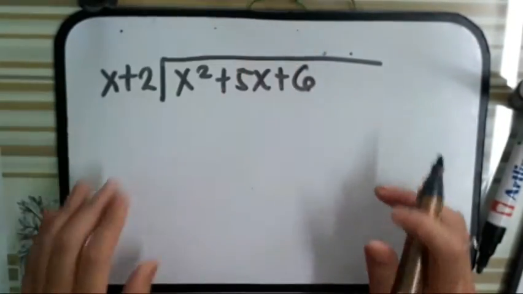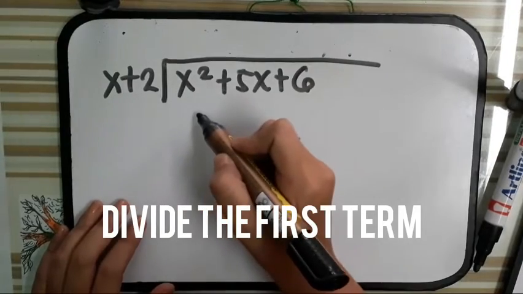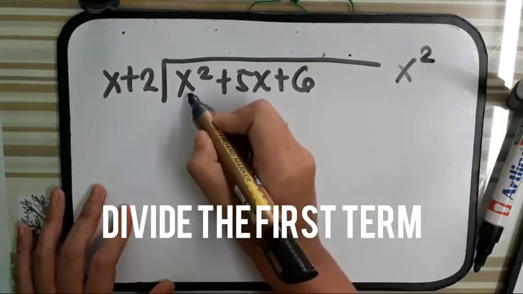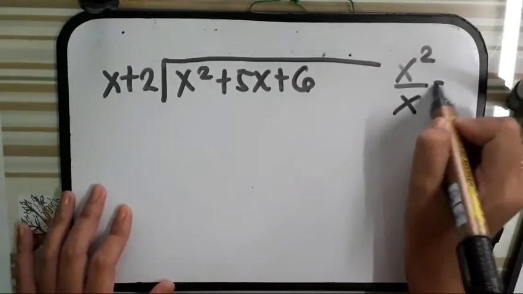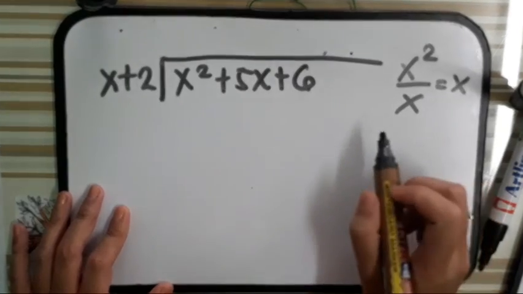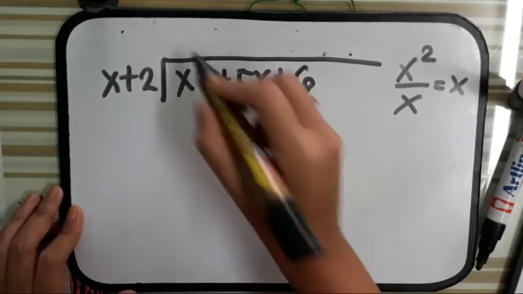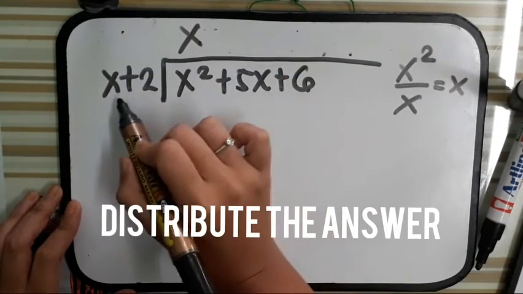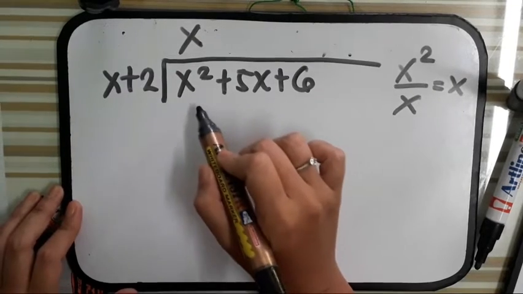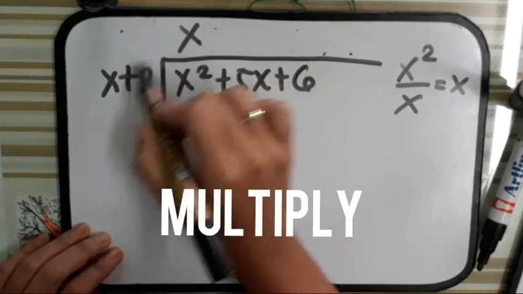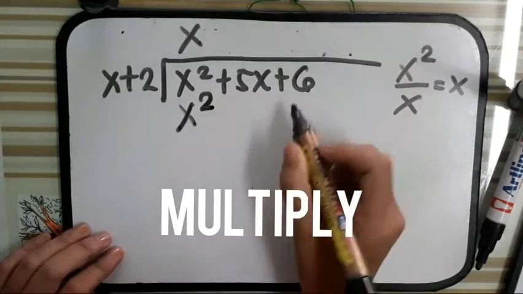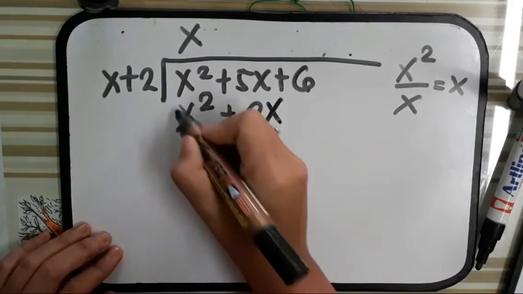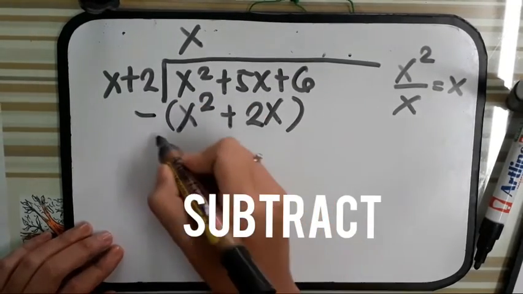Now, the first thing that we need to do is to consider the first term of both the dividend and the divisor. So we have x squared divided by x is equal to x. Simply we subtract the exponent. We write the answer here. Then after getting the answer, we distribute the answer on the outside and write the product here. So x times x is equal to x squared. x times 2 is equal to 2x. We need to write a parenthesis and a subtraction sign here.